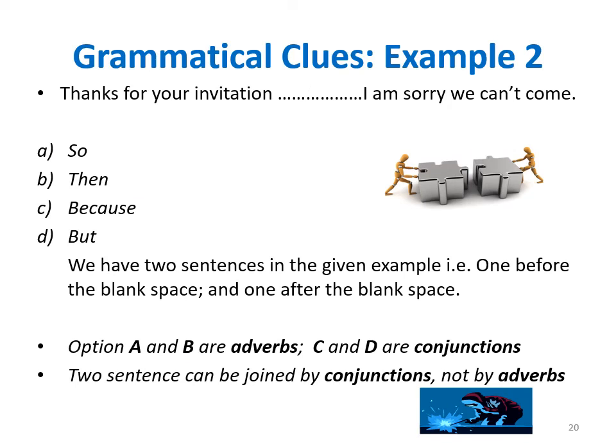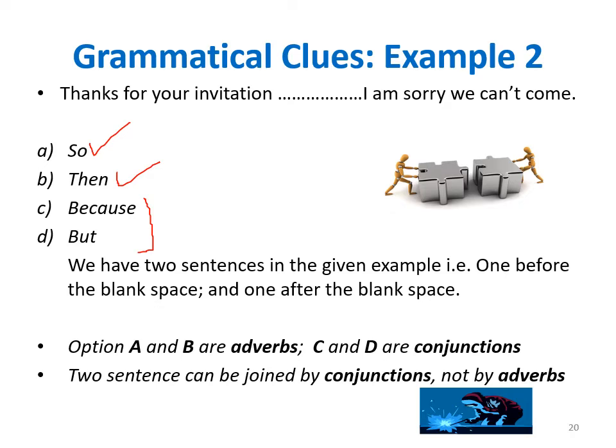Another example of grammatical clues. Thanks for your invitation, something. I am sorry we can't come. Now, the options are so, then, because, but. We have two sentences in the given example. One before the blank space and one after the blank space. Thanks for your invitation, one sentence. I am sorry we can't come. Okay. Options A and B are adverbs. Look at this. So, and then. C and D are conjunctions. These are conjunctions. Two sentences can be joined by conjunctions, not by adverbs.